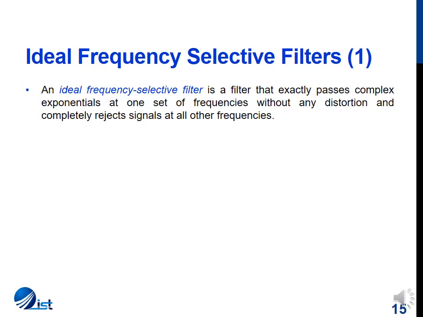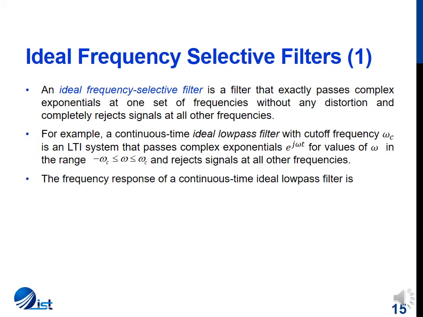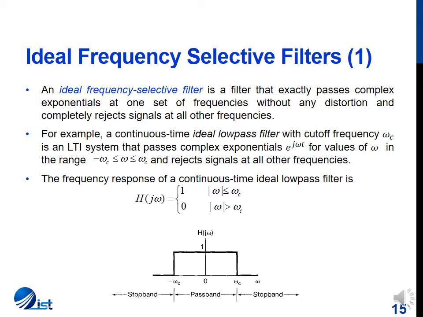So the response for an ideal low pass filter would be one which passes exponentials in the range between minus cutoff frequency to plus cutoff frequency and rejects signals at other frequencies. The response would look like this, where in the frequency response, this is the pass band and this is the stop band. We can see that by virtue of using the exponential Fourier series, we have response on both sides of the frequency, since we know that the magnitude response is always symmetric.